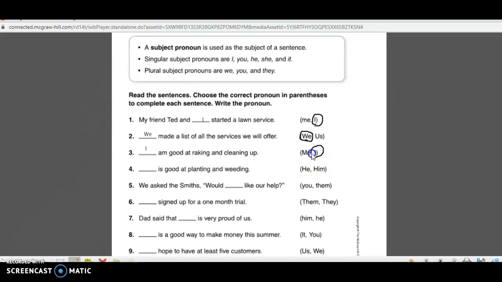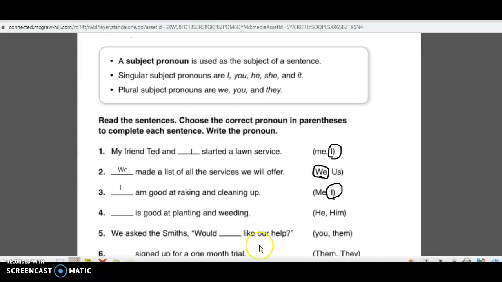So remember, if the pronoun is going to be the subject, who or what the sentence is about, if it's singular, we're going to use I, you, he, she, or it. If it's plural, more than one, we're going to use we, you, and they. So I want you to pause this video, go ahead and do numbers 4 and 5. Let me make it a little bigger for you. You're just going to do numbers 4 and 5. You can pause the video now.